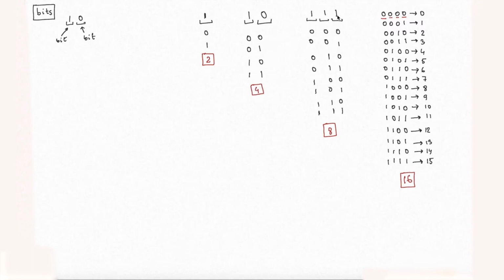What if you have 3 bits? In that case, you'll have 8 different possibilities, so you can store 8 different values. What if you have 4 bits? For 4 bits, you can have 16 different possibilities, and you can store 16 different values.